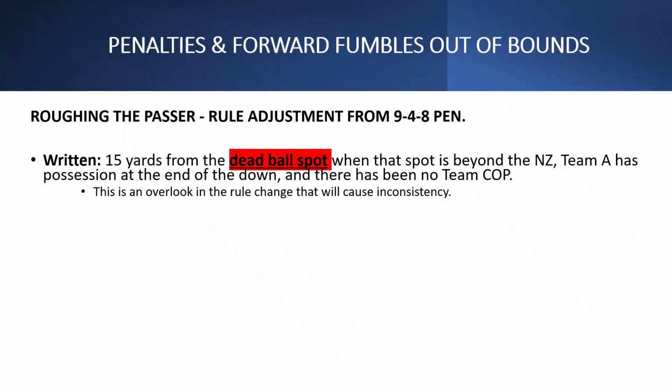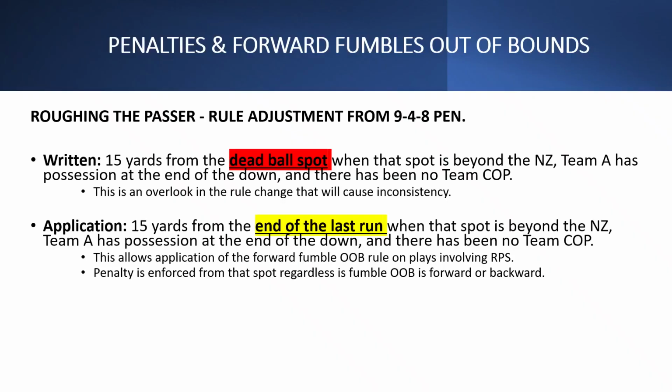This is a slight overlook in the rule change that will cause inconsistency because of the forward fumble out of bounds rule. So we are going to apply the rule as if it were written this way. The penalty is enforced 15 yards from the end of the last run. When that spot is beyond the neutral zone, Team A has possession at the end of the down, and there has been no change of team possession.